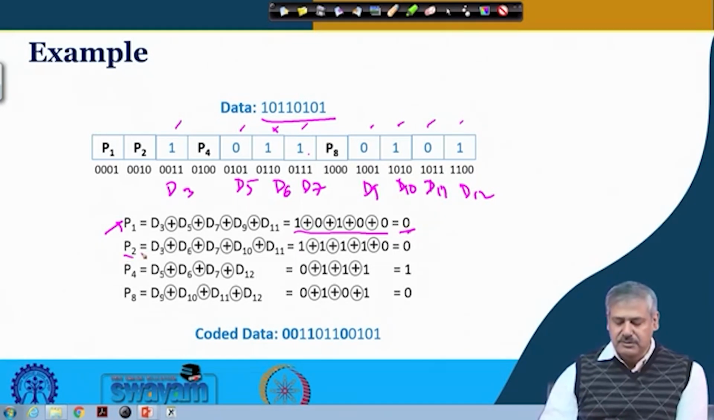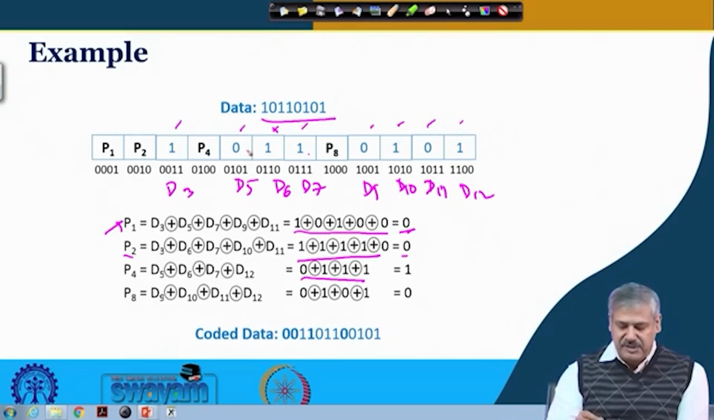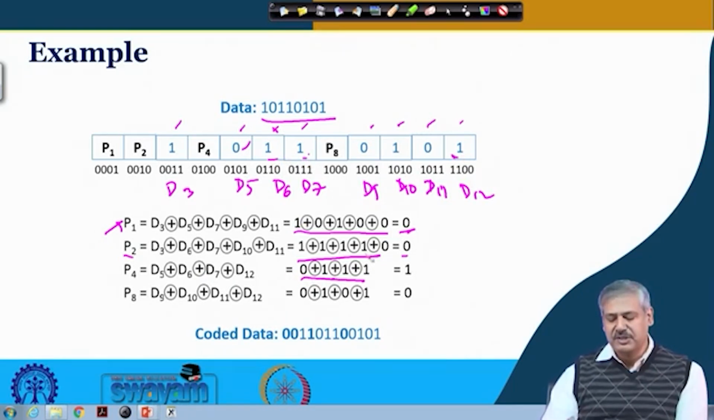Similarly for P2, D3, D6, D7, we can substitute all those values, and we can see that this is 0. For P4, we can see there are 3 ones among D5, D6, D7, D12. D5 is 0, D6 and D7 are 1, 1, and D12 is 1. So 3 ones are there, and the output is 1. And finally, P8 is 0.